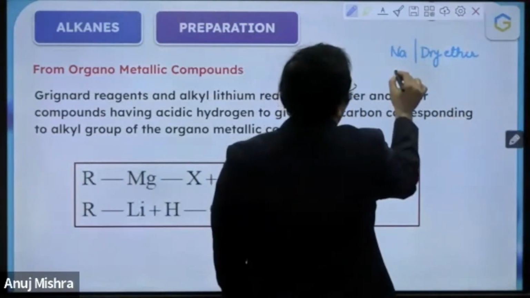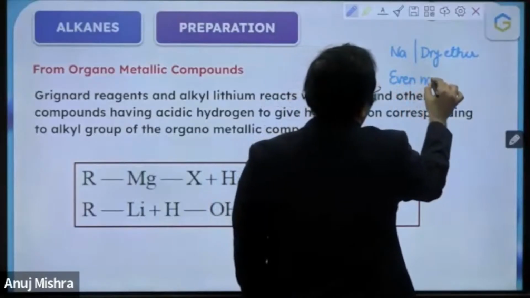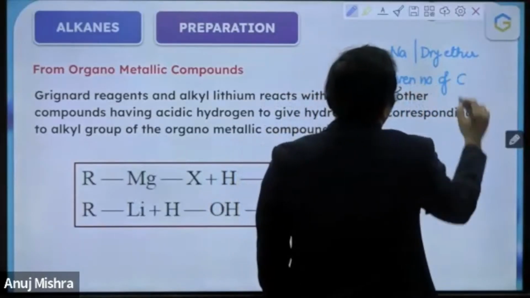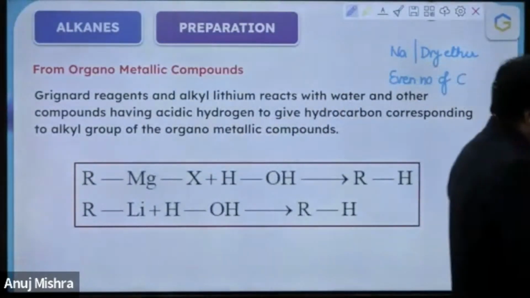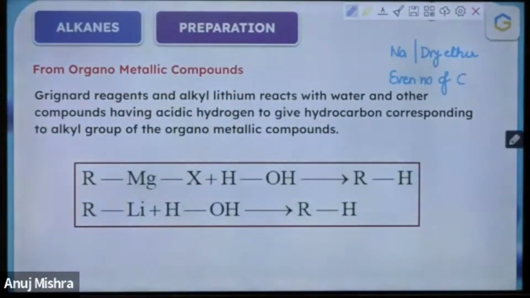And it forms even number of carbons in alkene. So mainly it is for this purpose, not for odd number of carbons. Why it is not for odd number of carbons? What could be the reason for this?